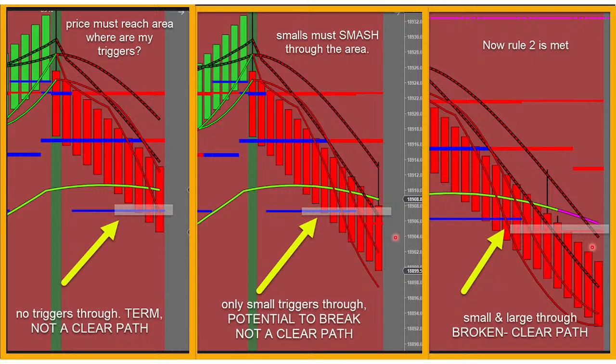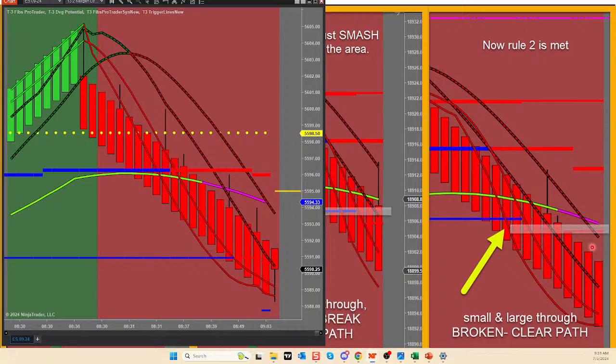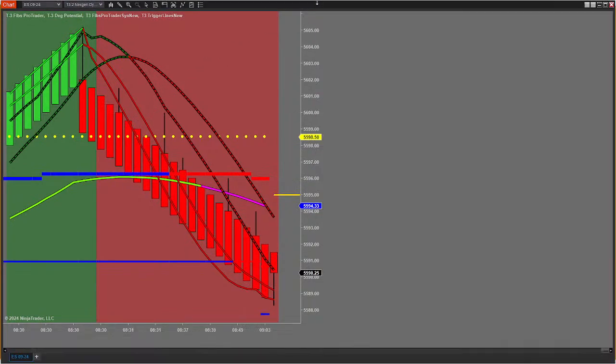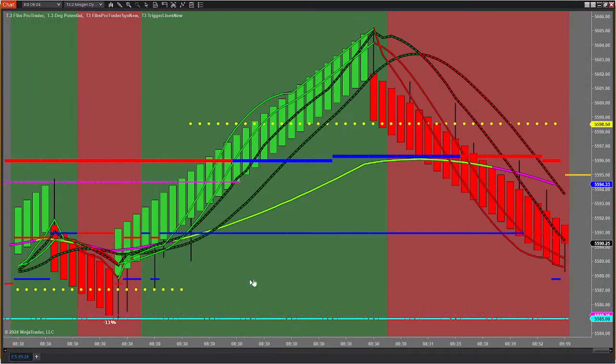And then this termination condition is no longer a factor. It's no longer in play when both the small triggers and the large triggers get to the other side of whatever line you've reached. So whether it's support, resistance, 1-to-1s, divergence highs, divergence lows, when the small and large triggers get to the other side, the area is broken, the path is clear. And guys, that is the most simple approach. And I want you to see this.